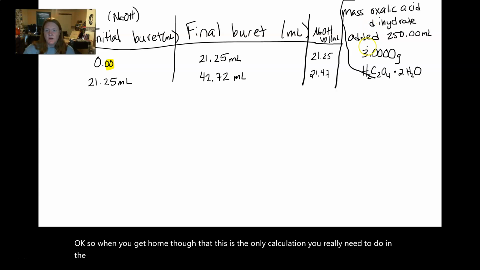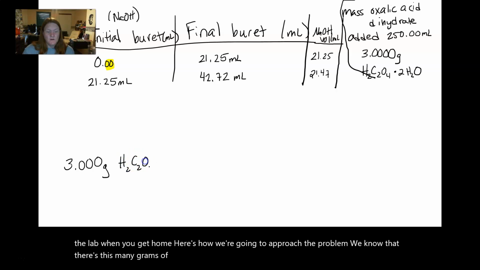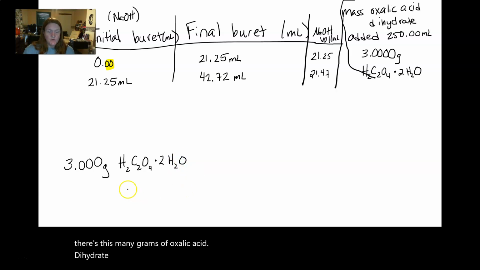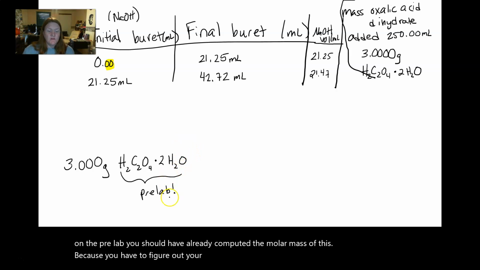When you get home, here's how we're going to approach the problem. We know that there's this many grams of oxalic acid dihydrate. On the pre-lab, you should have already computed the molar mass of this, because you have to figure out your range. Make sure that you include the water as part of your weight.